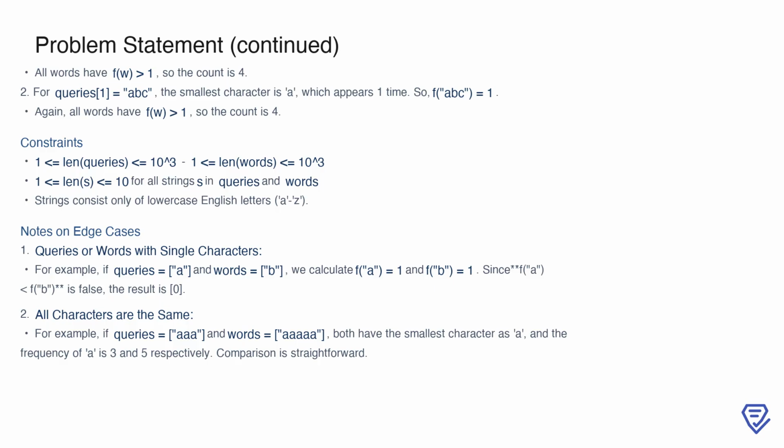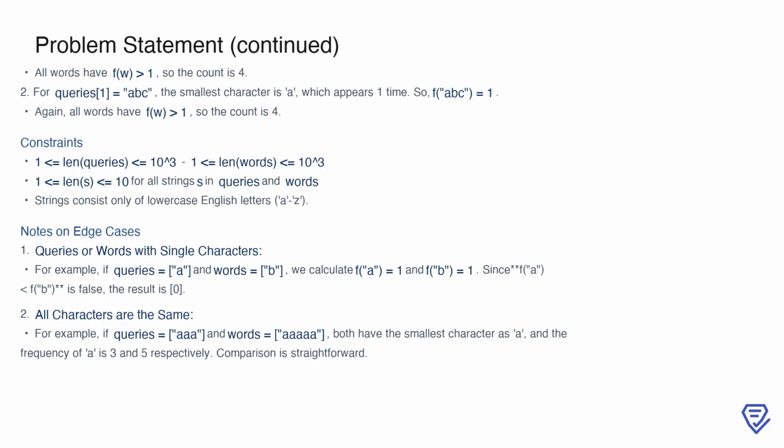For the second query in this example, "abc", the smallest character is also a, which appears 1 time, so f(abc) equals 1. Again, all words have the same smallest character frequencies of 1, 2, 3, and 4. As before, all of these values are greater than 1, so the count for abc is also 4. The output for this example is [4, 4].